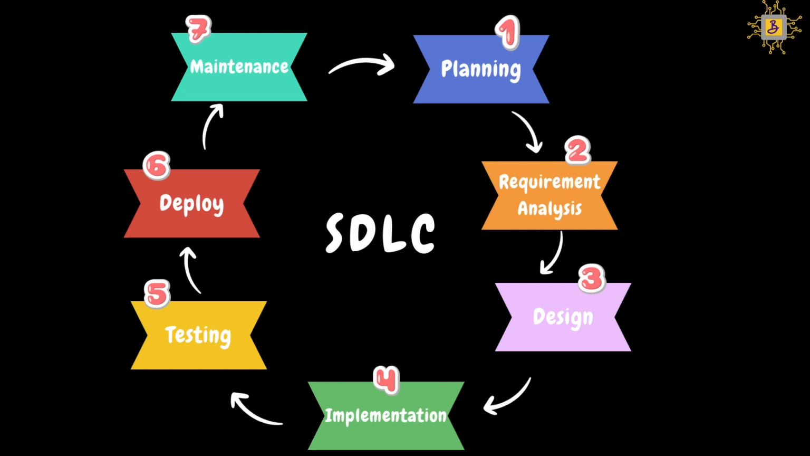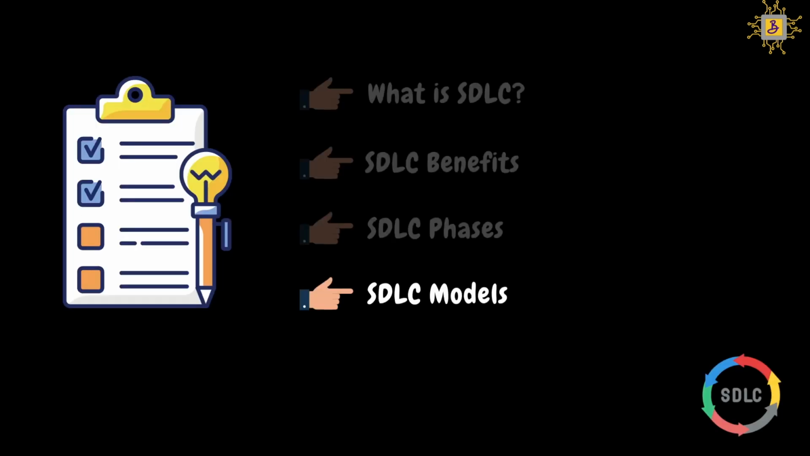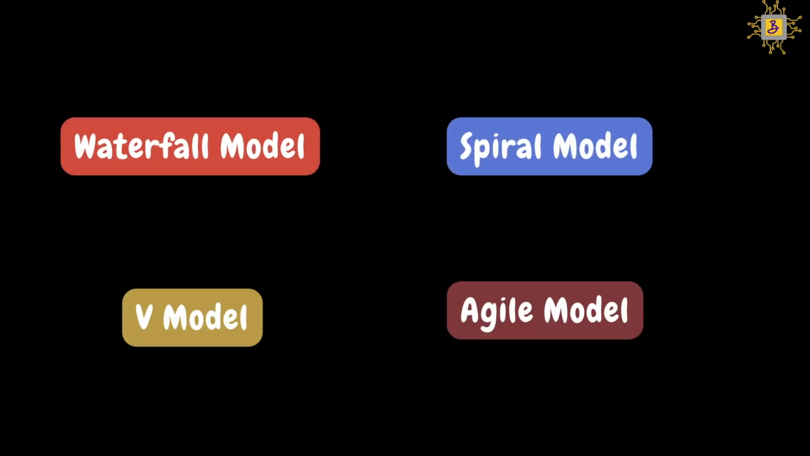Now let's look at different SDLC models. There are many ways to implement SDLC in the project. For our discussion's purpose, I have considered commonly used 4 models. They are waterfall model, spiral model, V model, and agile model.